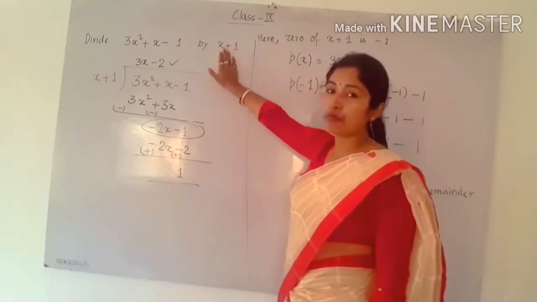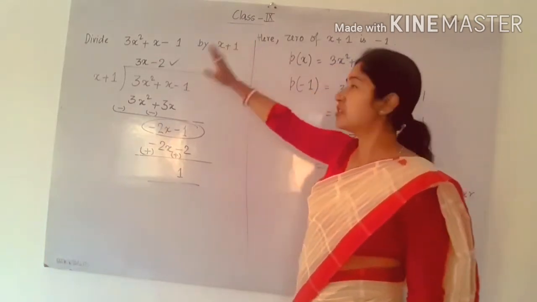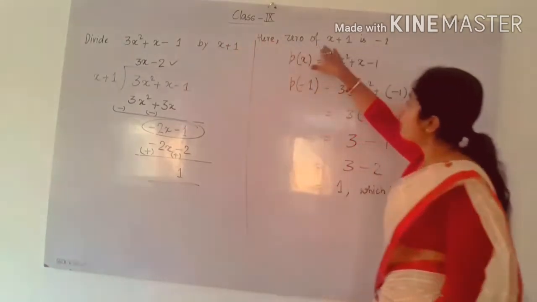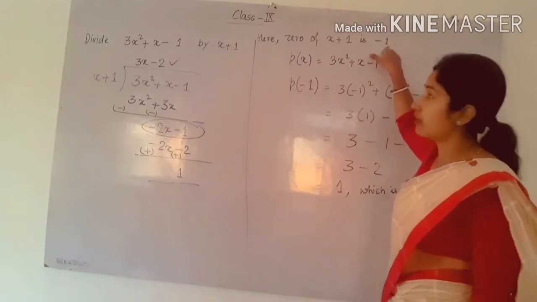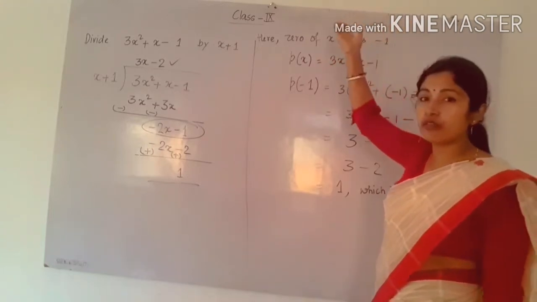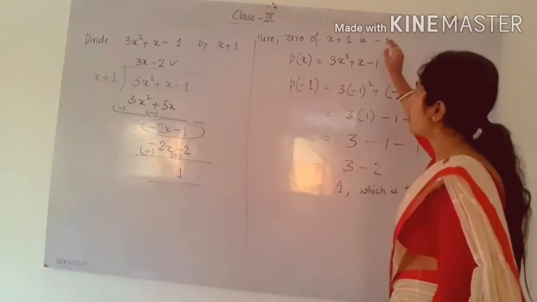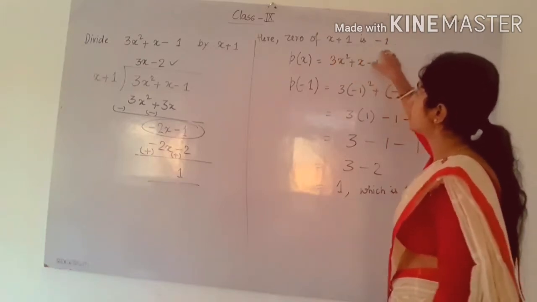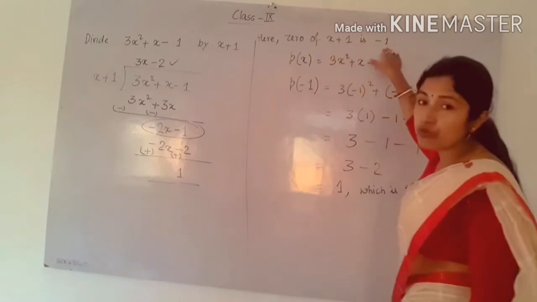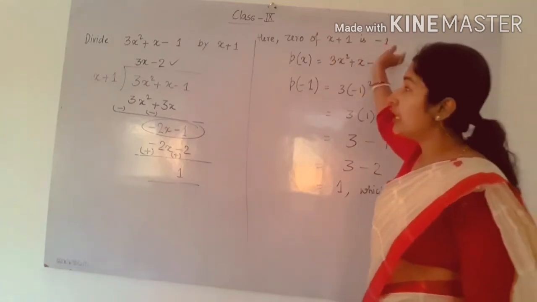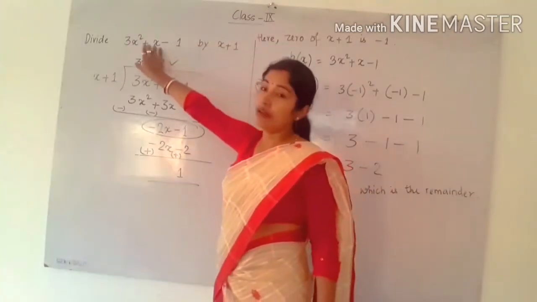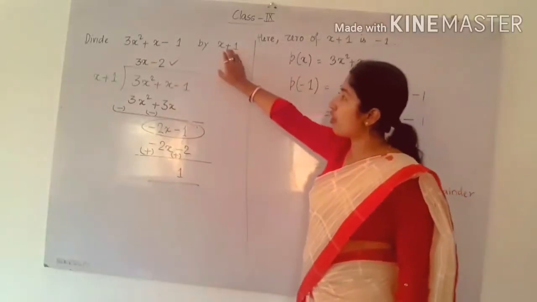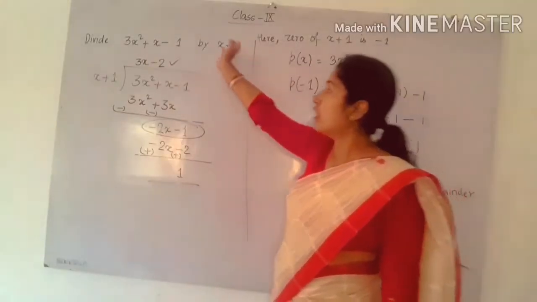Simply put x plus 1 equal to 0, that means you have to find the zero of this polynomial. So the zero of this polynomial is what? Minus 1, because plus 1 will go to the other side and become minus 1. So what we have to do is put the value of x, which is minus 1 here, into the polynomial, that is the dividend. You have to put the value of x from the divisor into the dividend.